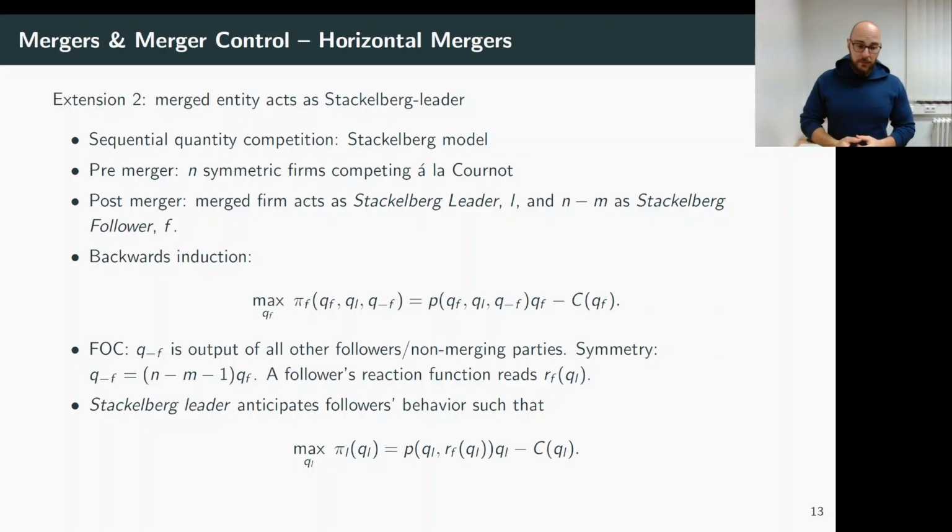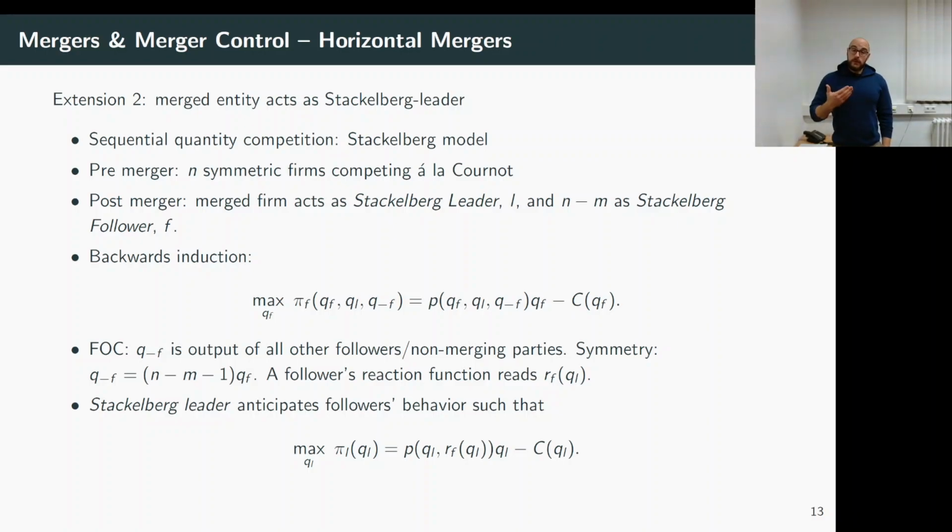So how can we understand what happens? First, we again have to apply backwards induction. So we look at one specific follower first. We abuse notation here slightly, and we assume that this follower that we look at has index f. What this follower does is that it chooses its output in order to maximize its profits, and its profits are a function of its own output, the output of the leader and the output of the other followers, q minus f. If we write down this function, then we see that these arguments enter in the price function, or the inverse demand, which is a function of the follower's output, the leader's output, and all the other followers' outputs, times the follower's output that we are examining, minus the cost of this follower, right?